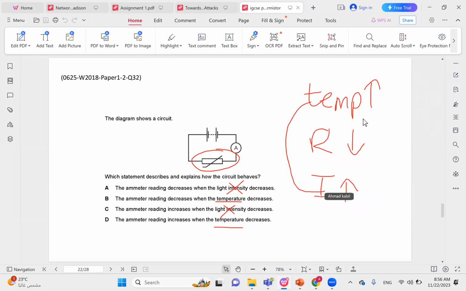So the temperature and the current follow the same pattern. If the temperature decreases, the resistance increases and the current decreases, but again, they follow the same pattern. So we're looking for something where the current and the temperature are the same. Of course, here we have increases and decreases, but here we have decreases and decreases. So the correct choice here would be choice B.